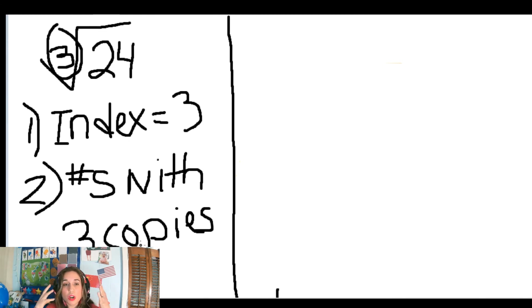When you start doing this problem, you're like, what am I trying to do? Oh yeah, I had an index of 3, so I'm looking for numbers with 3 copies. That's right. It's like a map. You know, it's so important to remember what you're doing.